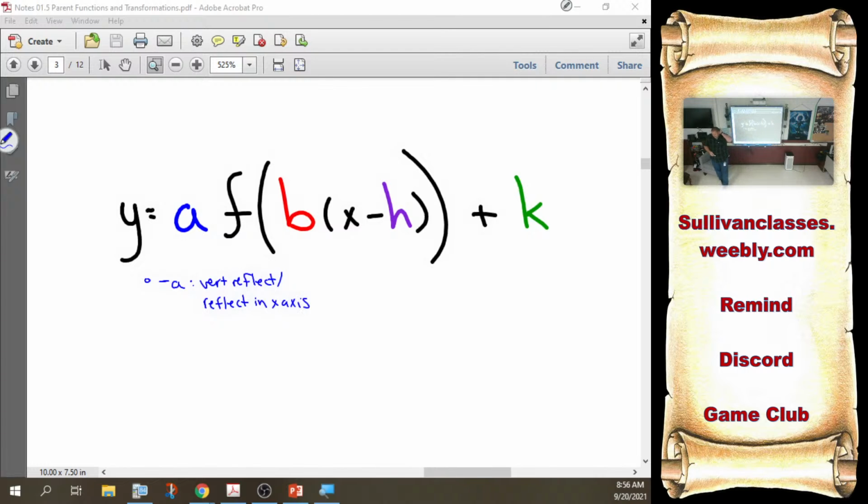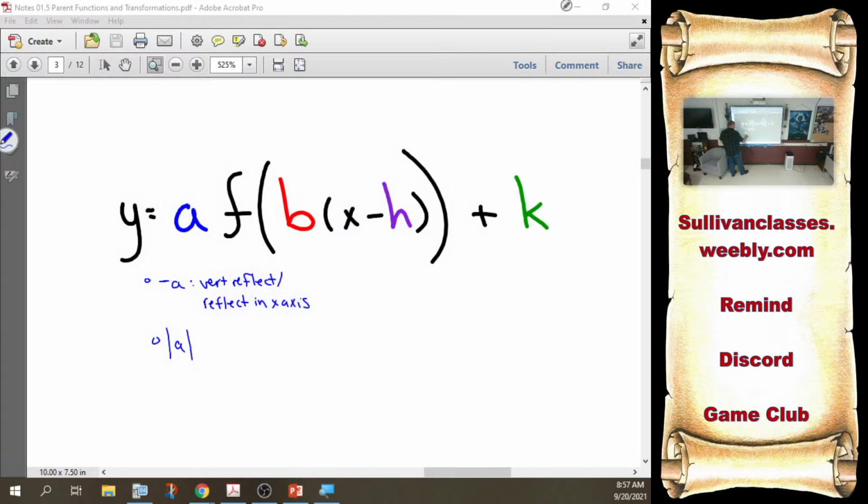The reason that it can be called both is if you reflect in the x-axis, the order that I perform my transformations in matters. But if I say vertical reflection, I can reflect about a vertex or a point of inflection any time in the transformation process. So, it depends on the order that you say it in.